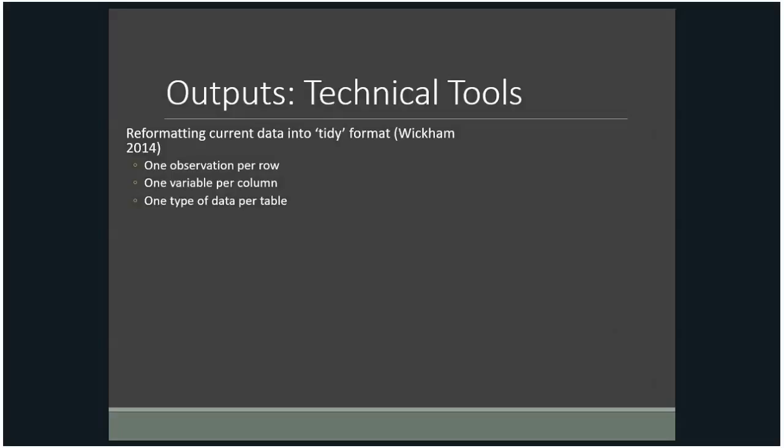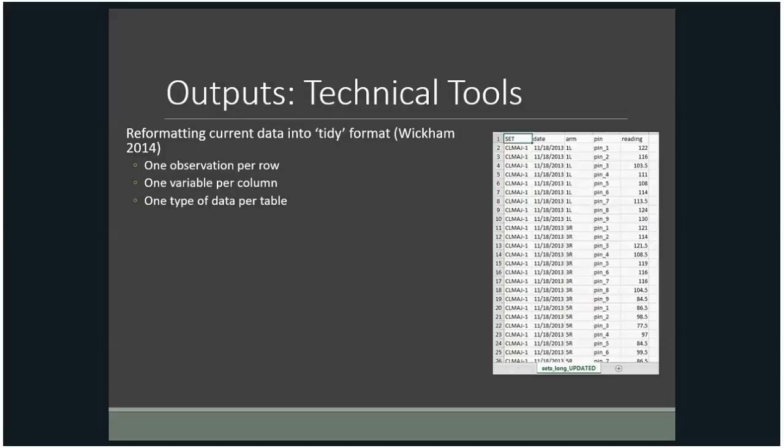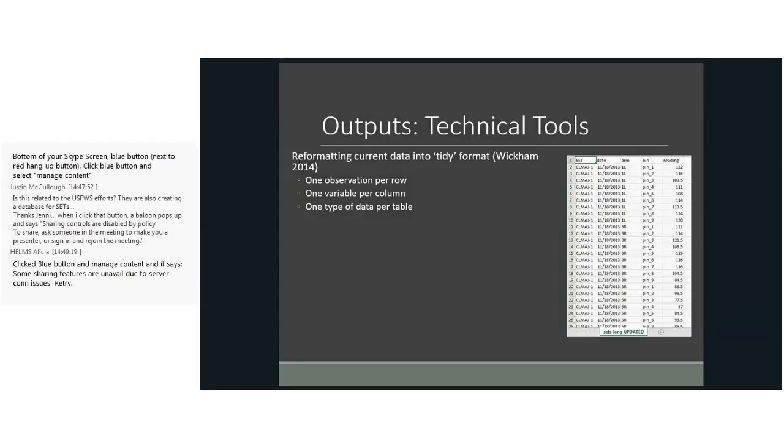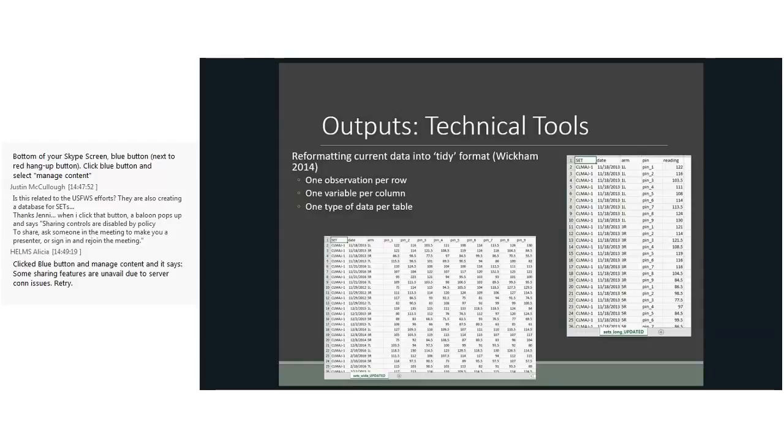The template that the SET working group was favoring last time I participated in a call was similar to what I just shared on your screen, this long format with one row per pin reading. There's another kind of format that you can use too that's called a wide format, and I don't know how well those numbers are showing up on your screen, but if you look down the row from the first one I showed where it's 122, 116, 103.5, those are going across the first row. And so what I did in the second one was there's one row per arm, and you have your 9 pin measurements per arm in that row.